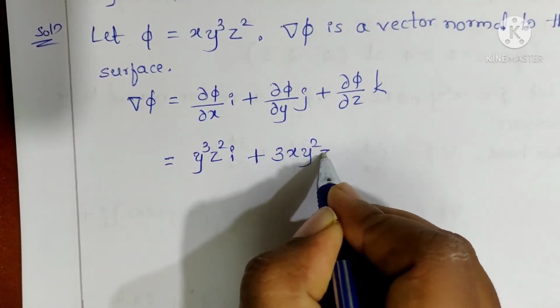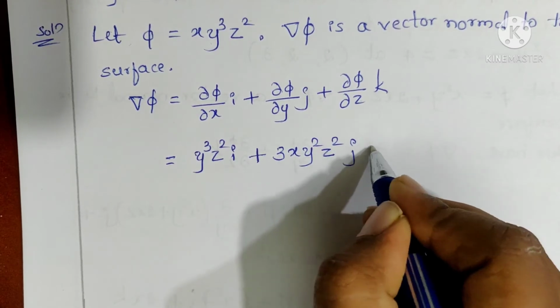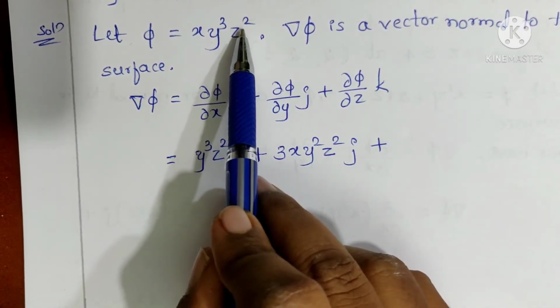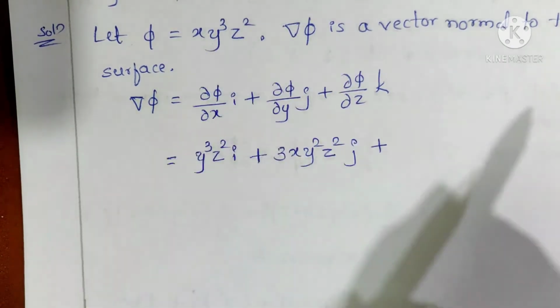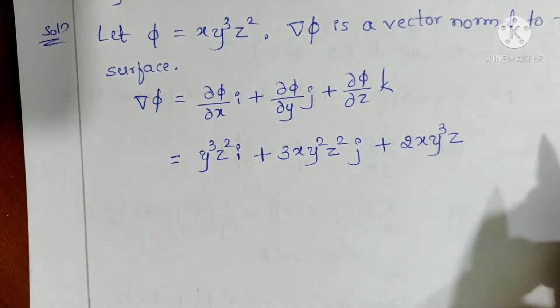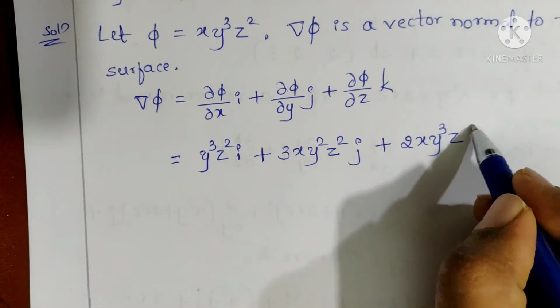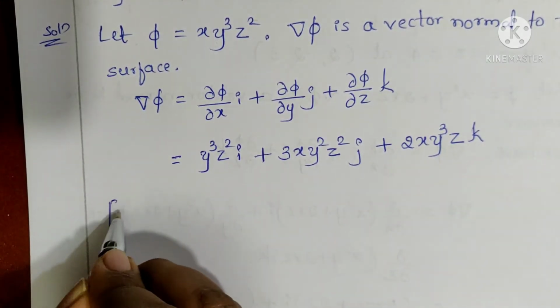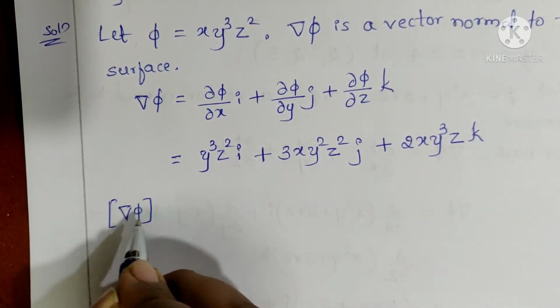So it is 3x y square z square into j plus dou phi by dou z. Again differentiation of z square is 2z. These two are constant. So 2x y cube into z into k. Yes. Now del phi at given points.